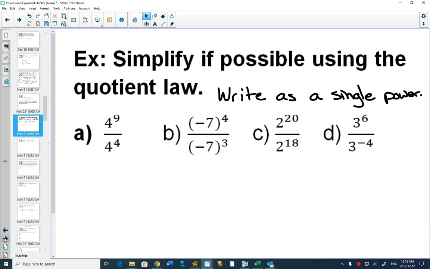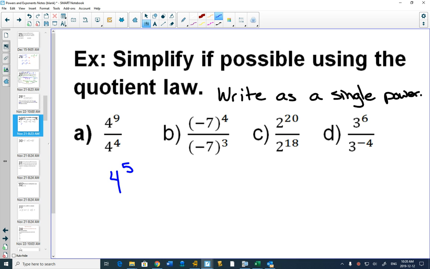Okay, simplify if possible using the quotient law. Write your answer as a single power. I'm going to give you a 1-minute head start and come check how you're doing. 4 to the 9 divided by 4 to the 4. If you subtract the exponents, because the bases are the same, you get 4 to the 5.